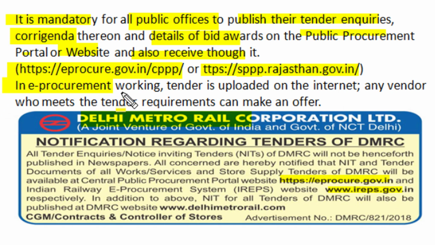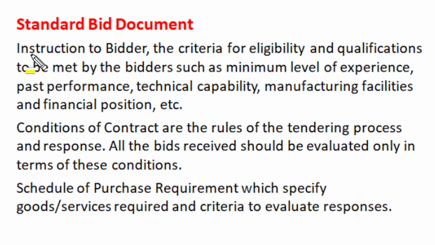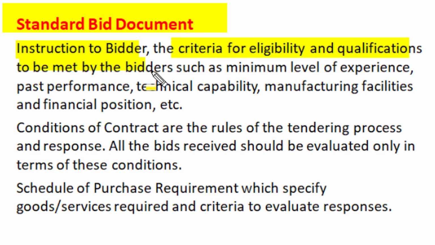In e-procurement working, the tender is uploaded on the internet, and any vendor who meets the eligibility and specification requirements can make an offer on the internet only. All interested suppliers can obtain the standard bid document from the office of the procurement entity, the official website or the public procurement portal, after deposition of the scheduled tender fee. This standard bid document includes all important instructions to bidders and the criteria for eligibility and qualification to be met by bidders, such as minimum level of experience.